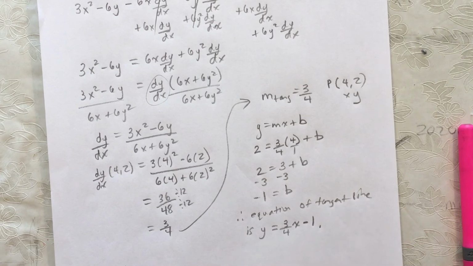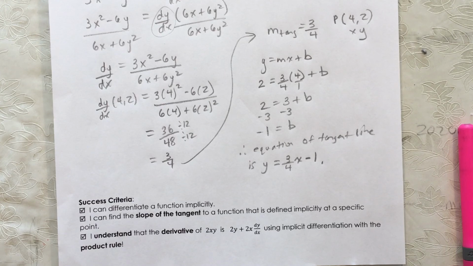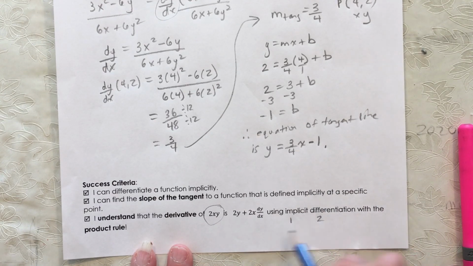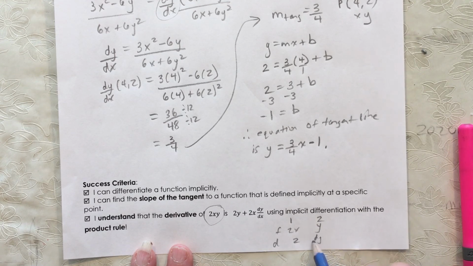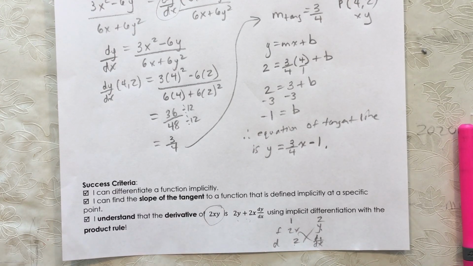All right, so our success criteria are that we can differentiate a function implicitly, we can find the slope of the tangent to a function that is defined implicitly at a specific point, and we understand that the derivative of 2xy is 2y plus 2x dy by dx using implicit differentiation with the product rule. So whenever you see a function of x and y, you realize that you have to do the first, second function derivative. So 2y plus 2x dy by dx using the product rule. Okay.